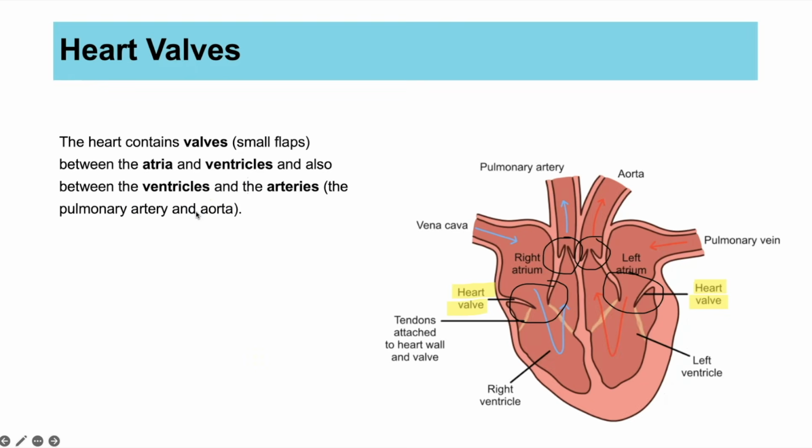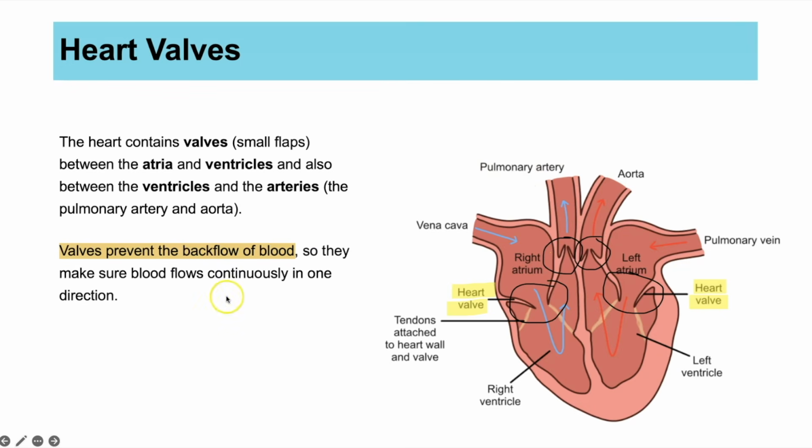So next then, let's have a look at the heart valves. And I've actually already annotated this onto the picture and highlighted them. And we briefly mentioned it, but we'll go through this in more detail. So heart valves are basically small flaps, and when they close together, it stops the blood going backwards. So they're a bit like doors, making sure that the blood travels in one direction through the heart. And we have them between the atria and the ventricles on both sides. And we have them between the ventricles and the arteries, so the pulmonary artery and the aorta.